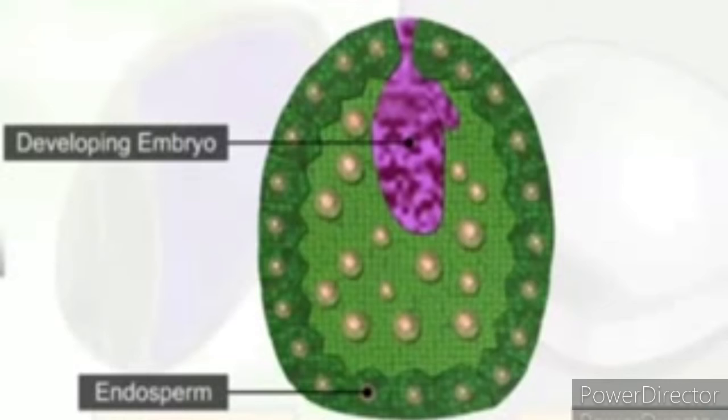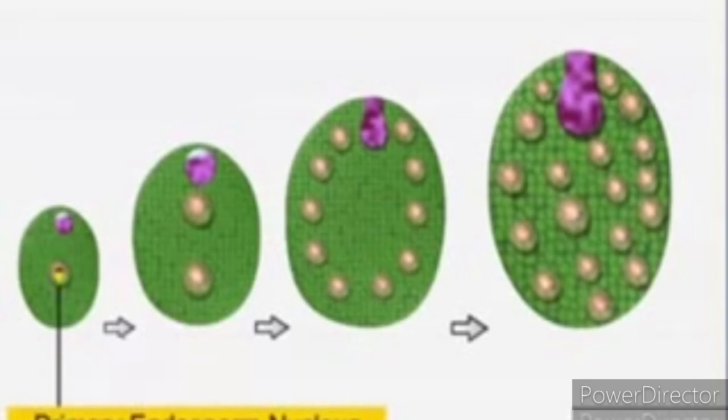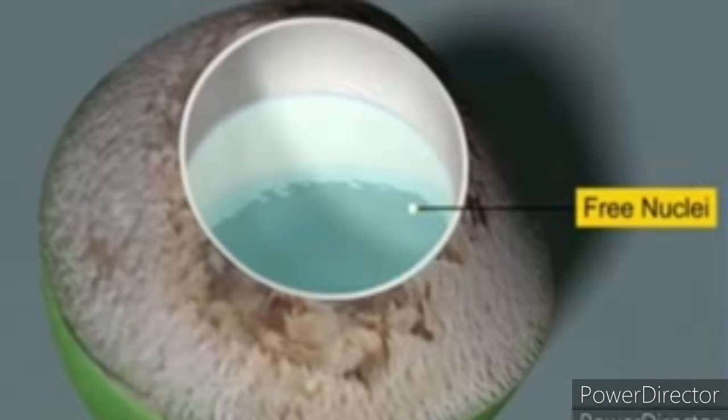In the most common type of endosperm development, the primary endosperm nucleus undergoes successive nuclear divisions to give rise to free nuclei. That means at this stage of endosperm development there is no cell wall formation, so it is called the free nuclear endosperm. After that, cell wall formation occurs and the endosperm becomes cellular. The number of free nuclei formed before cellularization varies greatly.